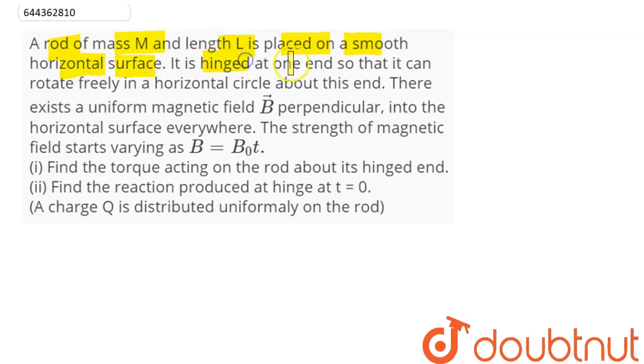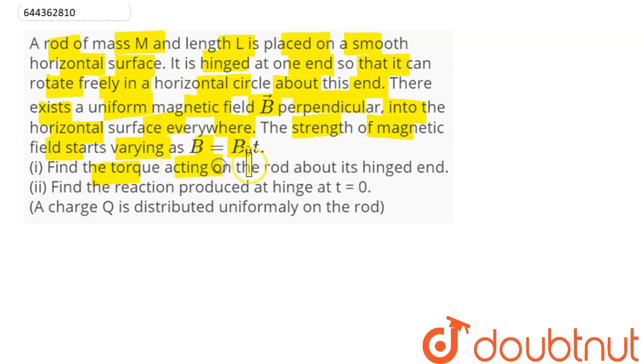Question is, a rod of mass m and length L is placed on a smooth horizontal surface. It is hinged at one end so that it can rotate freely in a horizontal circle about this end. There exists a uniform magnetic field B vector perpendicular into the horizontal surface everywhere. The strength of the magnetic field starts varying as B equal to B naught t.